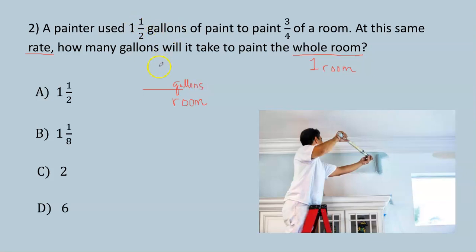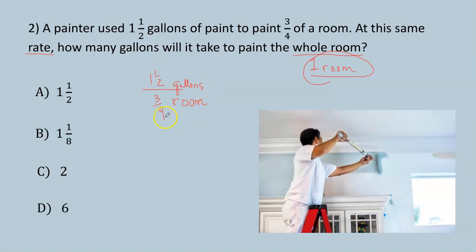So 1.5 gallons of paint was used to paint 3/4 of a room. So if we want to figure out how many gallons per one room, then all we have to do is divide. Because when you divide, you find the unit rate, and you make it so that the denominator is equal to 1.